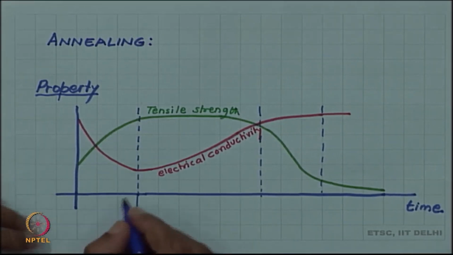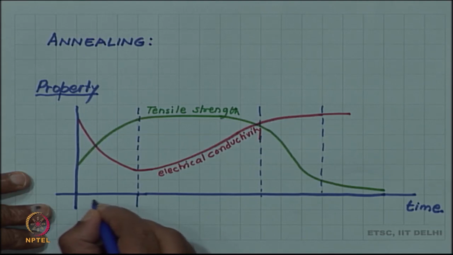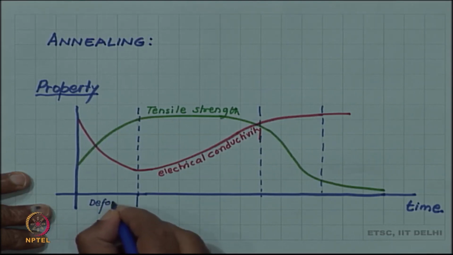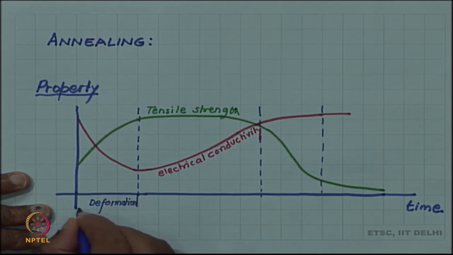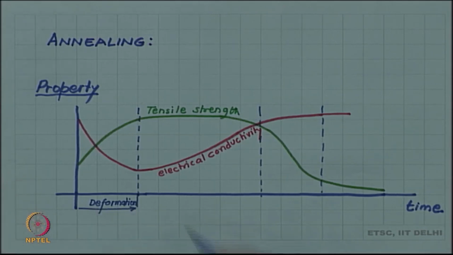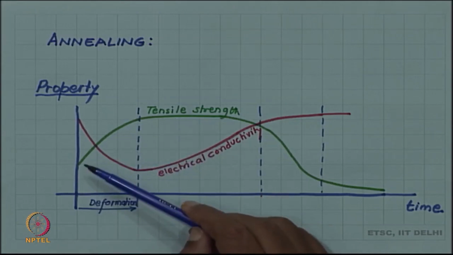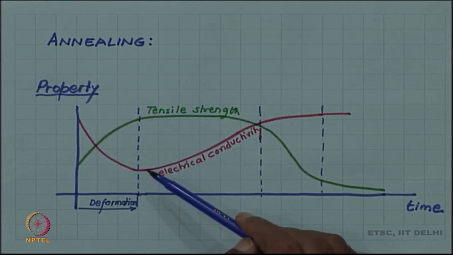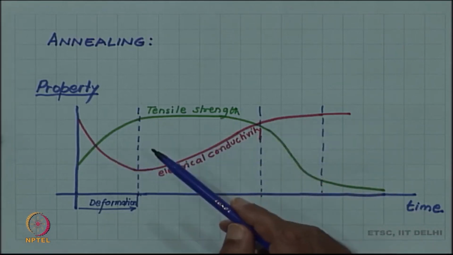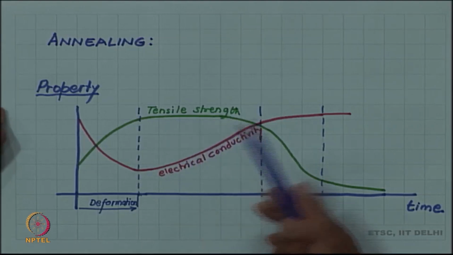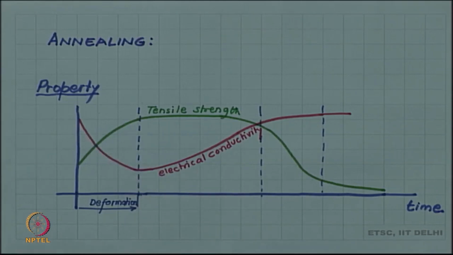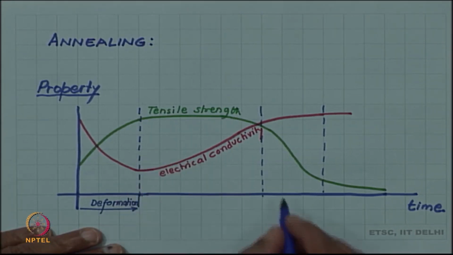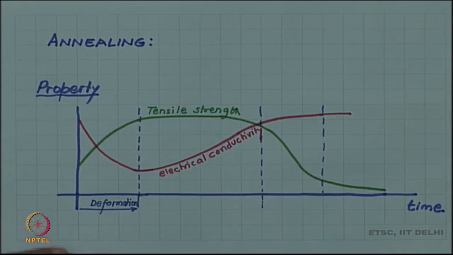The first phase here, let me mark it as deformation. So, we were deforming the material, and you can see the deformation due to cold working and strain hardening, which you have studied. The strength of the material goes up, the green curve, whereas electrical conductivity comes down, because dislocation and point defects also scatter electrons. So, they increase the electrical resistivity of the material or decrease the electrical conductivity.